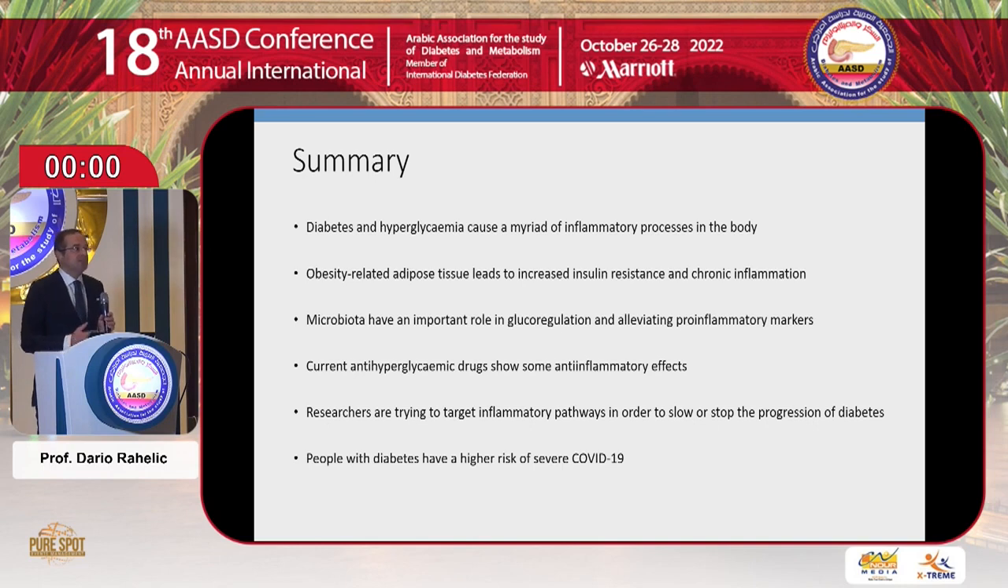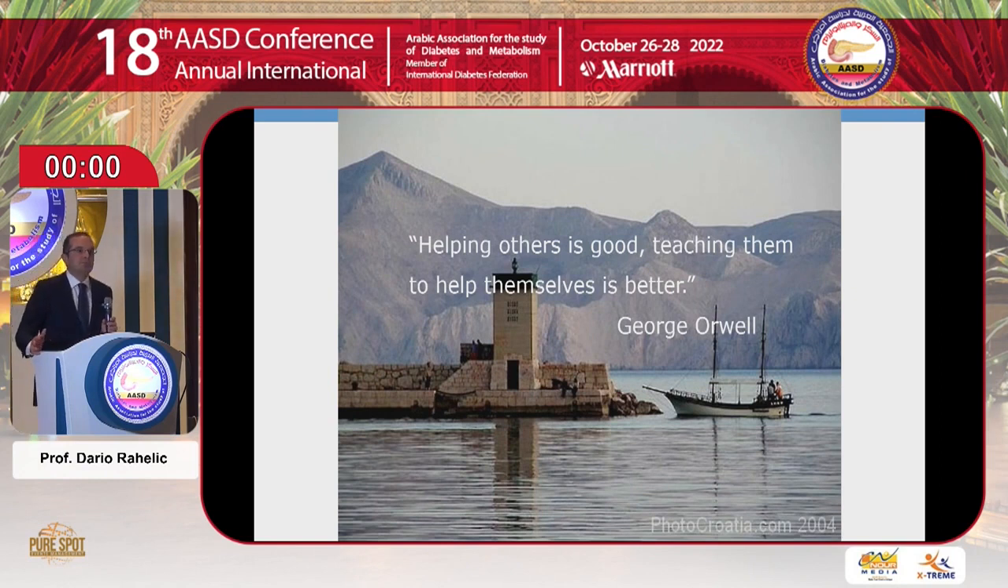So we are right now in the beginning of summer, and in the beginning of winter, and many respiratory diseases can be prevented by vaccination. So it's important to emphasize the importance of vaccinations in people with type 2 diabetes, because at the end of the day, education is the most important thing. Maybe we cannot find the whole solution to the problem of inflammation in type 2 diabetes, but what we can do is educate people with diabetes, and educate physicians who are treating people with diabetes, people with obesity, and other chronic diseases, because like George always said, helping others is good, but teaching them to help themselves is even better.